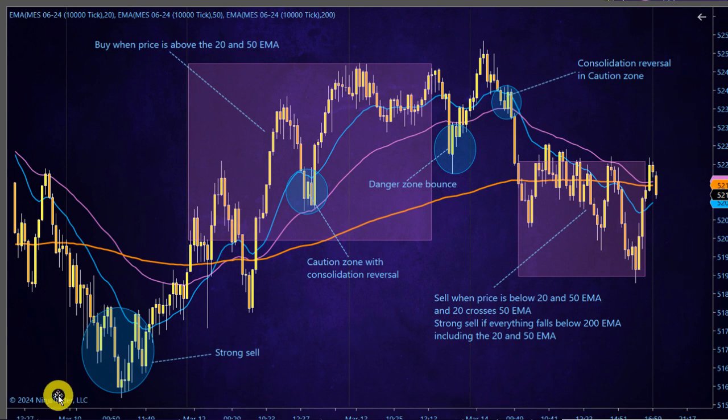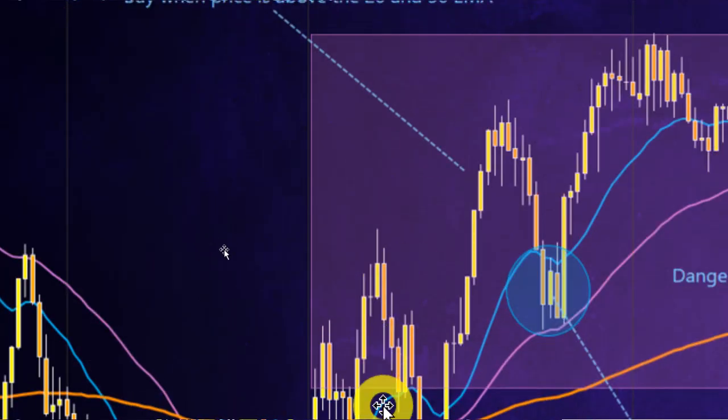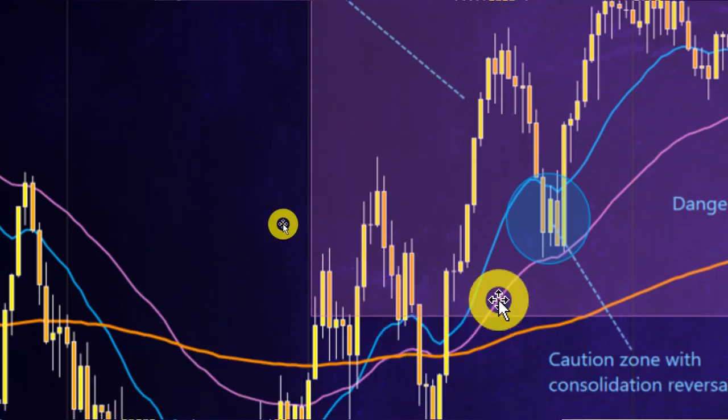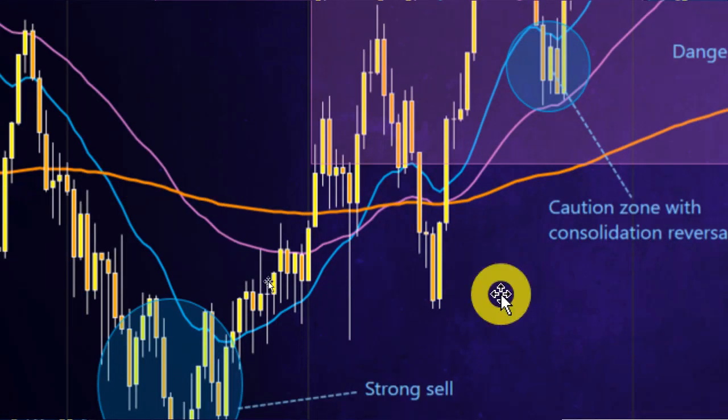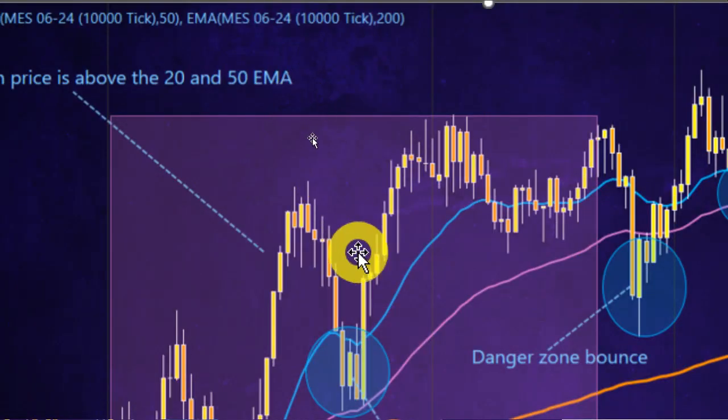Now we have a buy situation when the pattern is below the 200. And what we have here is, let's see, right here, you can have a buy situation when price crosses the 20 and the 50. But if that's not above the 200, it's weak. What we want is a strong buy pattern.